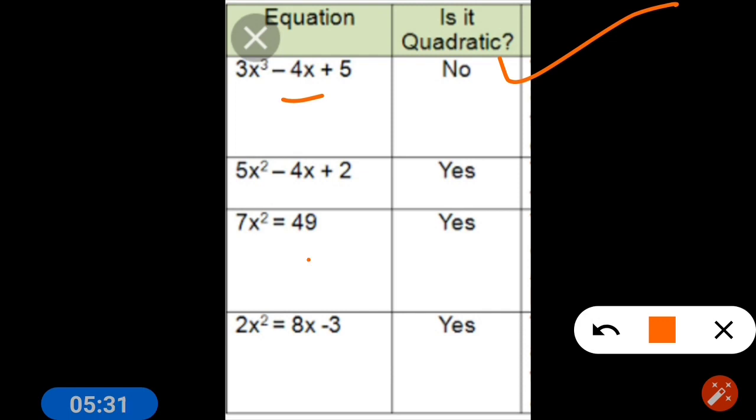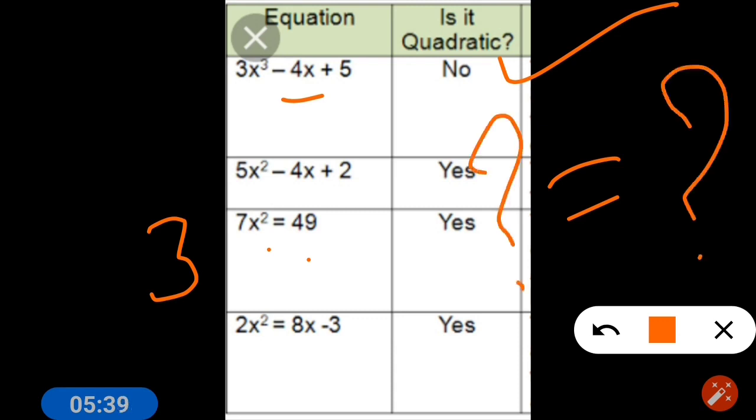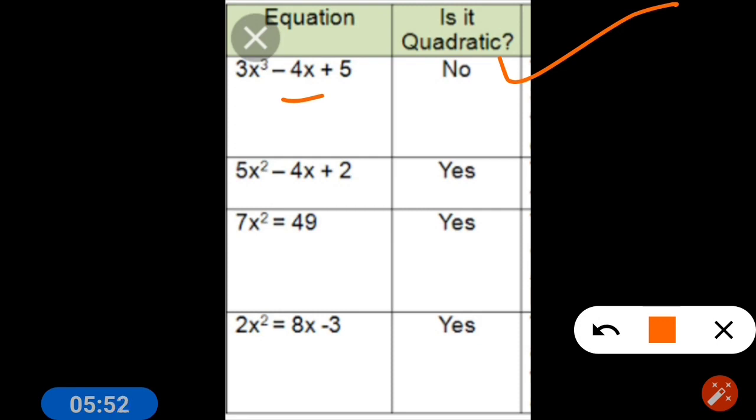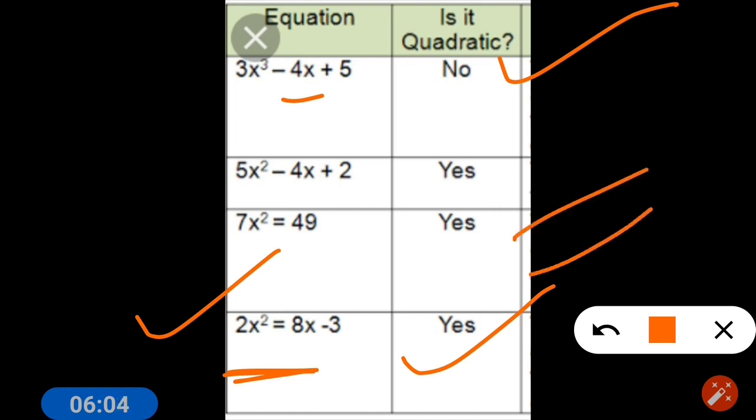Now, this third one, here there is a symbol of equal to. Something is on the left side, something is on the right side. So yes, it is a quadratic equation and the highest degree is 2 here. We can see that easily. It satisfies the condition of equation as well as quadratic. Now the last one: 2x square equal to 8x minus 3. Yes, it is quadratic because the degree is 2, and it is a quadratic equation because there is a symbol of equal to.